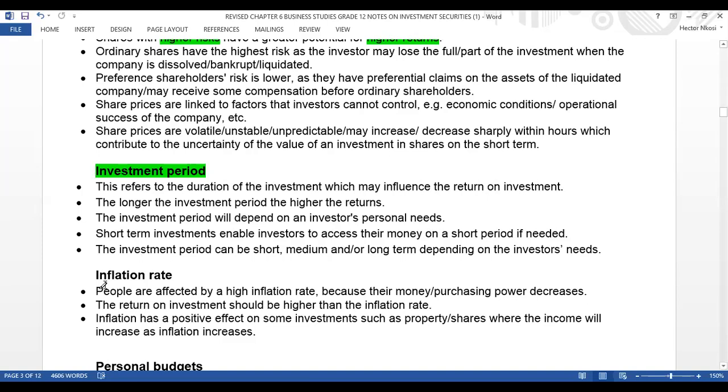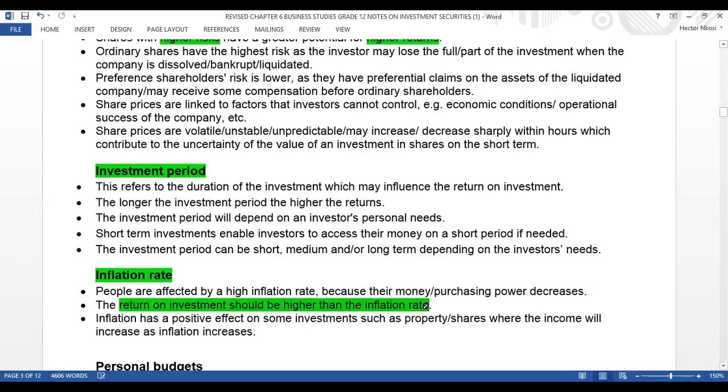Now let's speak about the inflation rate. People are affected by a high inflation rate because their money or purchasing power decreases. Remember, what is an inflation rate? Inflation rate is the increase in prices. All right. Now, bullet number 2 says to you, grade 12s, the return on investment should be higher than the inflation rate. Very good.